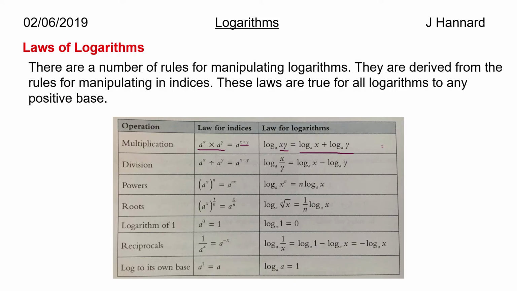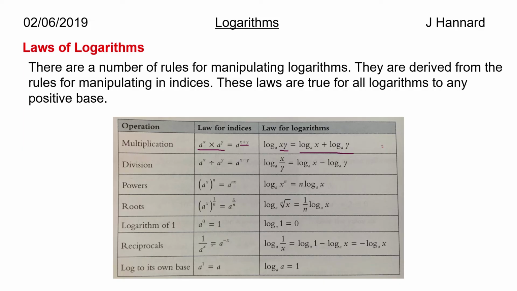So a to the x to the 1 over n is a to the x over n. So the log of the nth root of x, if you think of that as x to the 1 over n, then the 1 over n comes to the front just like before, and we get 1 over n log x. Logarithm of 1: a to the 0 equals 1, so log of 1 equals 0. We talked about that before.